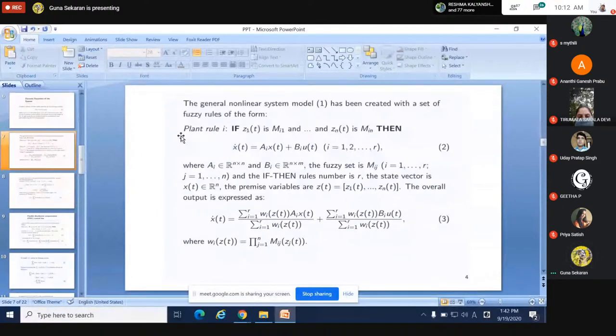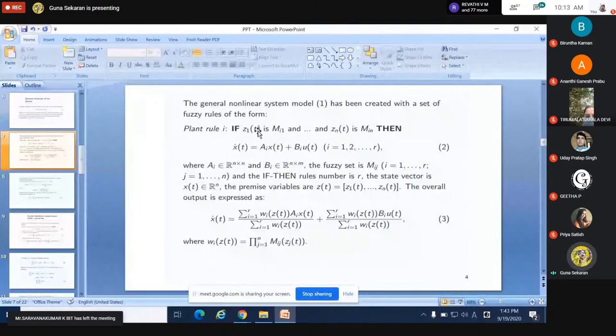That means the fuzzy rule i: if z1 of t is Mi1, where z1 is a premise variable, Mij is a fuzzy set. That means z1 is the first premise variable, you can use the first membership set value Mi1, and then go to the n-th premise variable, zn of t is Min, then the linear system x dot of t equal to Ai x of t plus Bi u of t. That means i ranges 1 to r and j ranges also 1 to n.